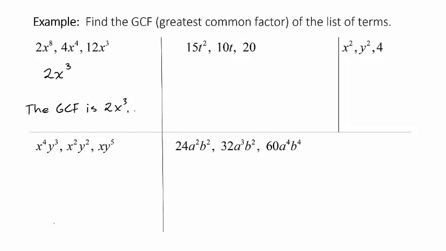Okay. All right. So let's go to this next one. We've got 15t squared, 10t, and 20. Okay, so let's just look at the numbers for a minute. And in each one of these I have a number. 15, 10, and 20, right, are the numbers. So when I look at those, the first thing I think, right off the bat, is that they all have the factor of 5 in common, right? 5 divides 15, 10, and 20 evenly, okay?